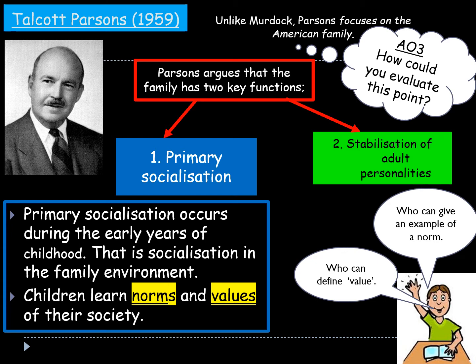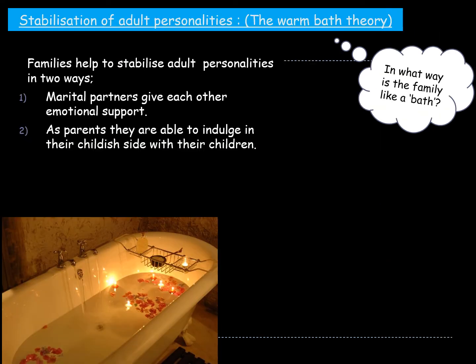So the sort of norms we might learn in the family might be normal behaviour such as saying please and thank you, using cutlery, etc. Values might be things like how society deems education to be of high importance and value. So stabilisation of adult personalities has another name, which is the warm bath theory. So think about how the family is like a warm bath.